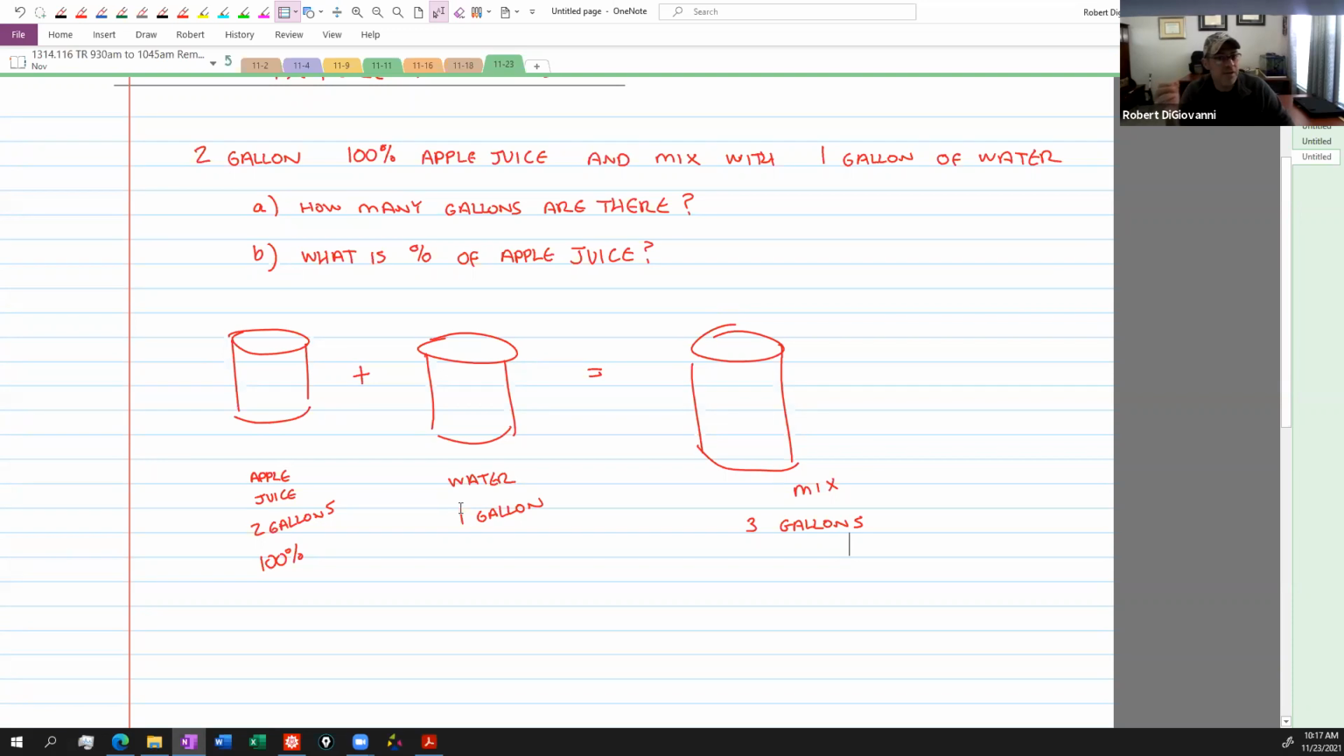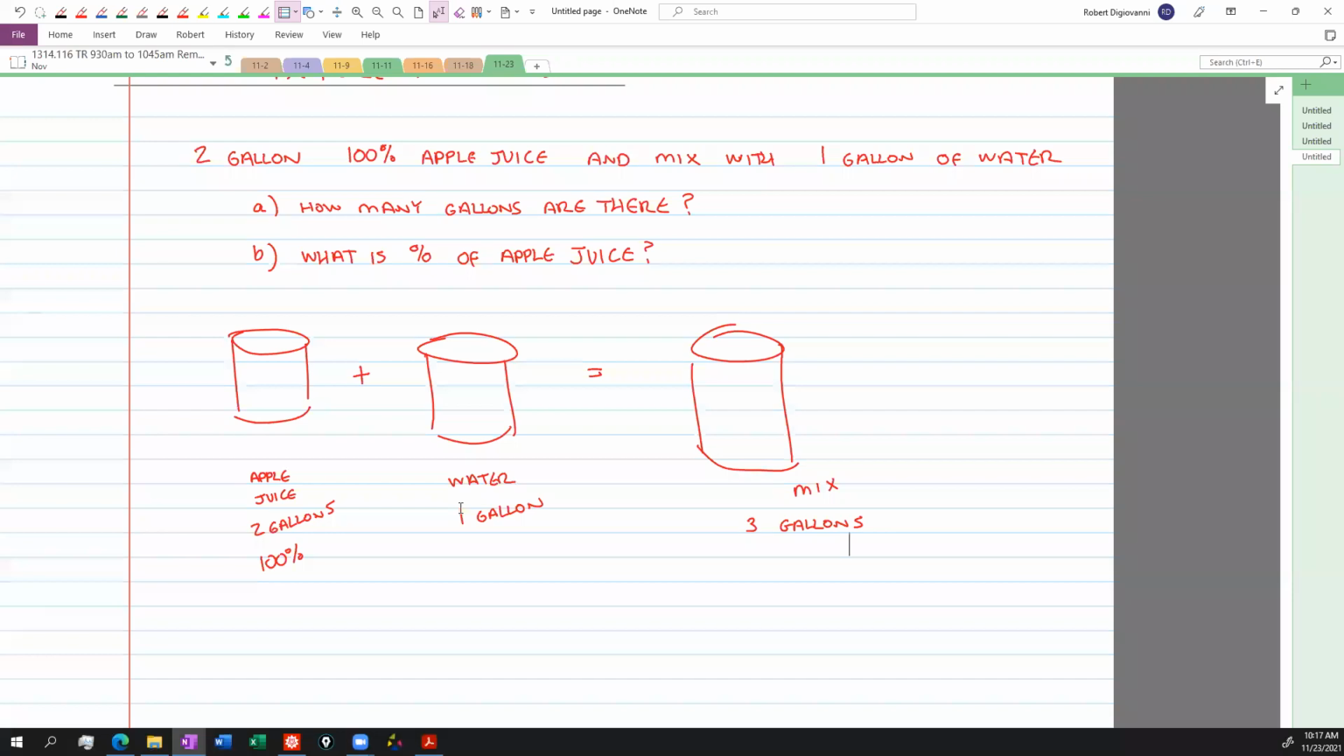But what's the percentage of apple juice? This is the part that's a little bit tricky. It's going to be over 50% for sure, somewhere around probably 75%, roughly. It can't be 100% though, right? Because it's been diluted. So here's how I want you to visualize this. Sorry? It's like 66 repeating, right? Let's see how we're going to get to it.